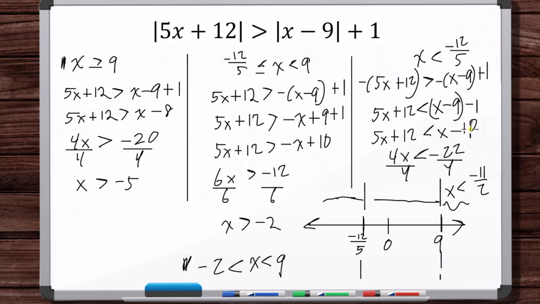Which one's more negative? 5 times 2 is 10. 2 times 5. So this is more negative. So this is going to be where they overlap.